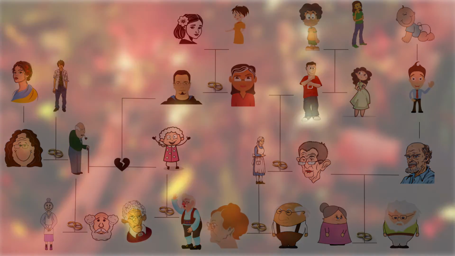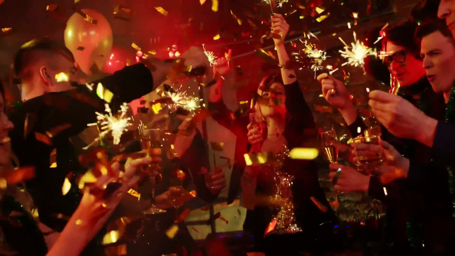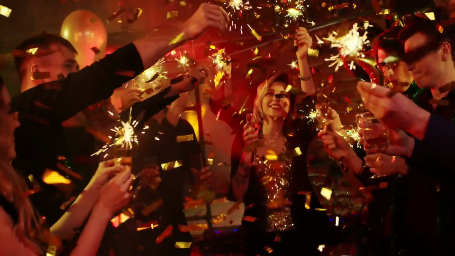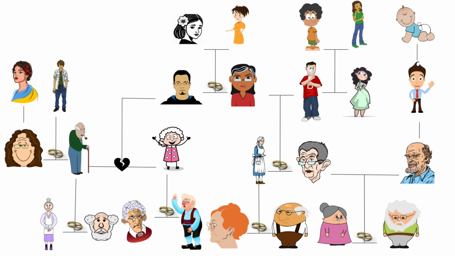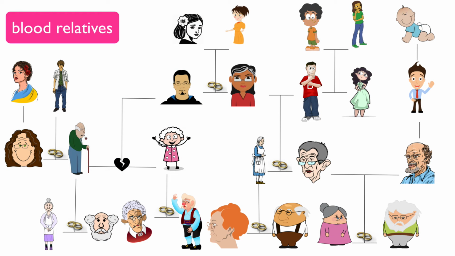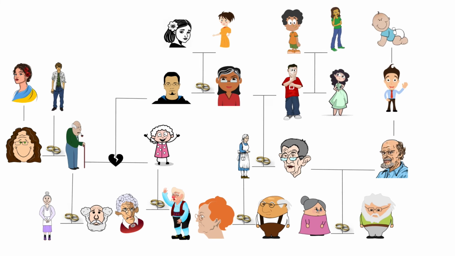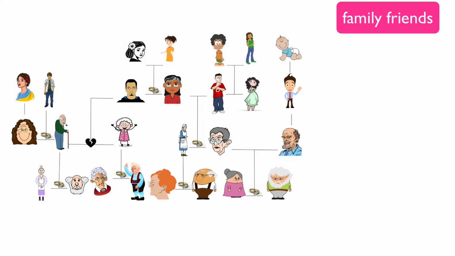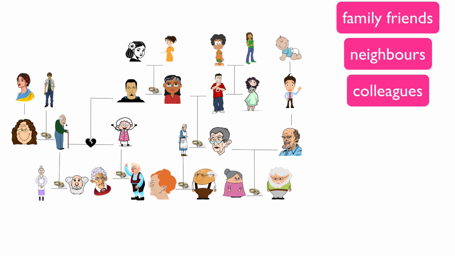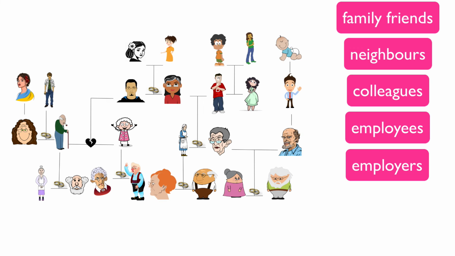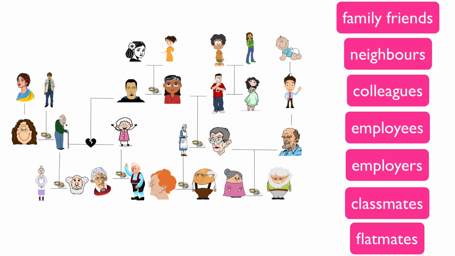Sam and Molly, my parents, have decided to have a big party this weekend. We're going to invite all of our family and friends to the party. Anyone who has the same blood as them would be called blood relatives, or relatives for short. But we're also going to invite some family friends, neighbours, colleagues or workmates, my mum's employees, and my dad's employers. My sister Katie is still at school, so she will invite her classmates. I'm at university now, and I live with some friends. These would be my flatmates. So the party will be a mixture of kids and adults.